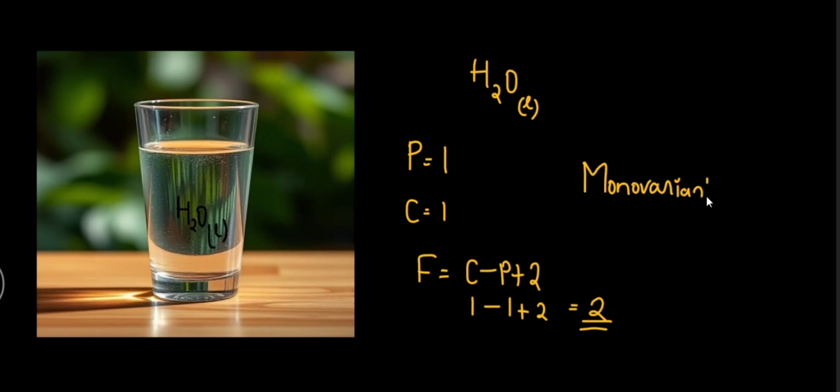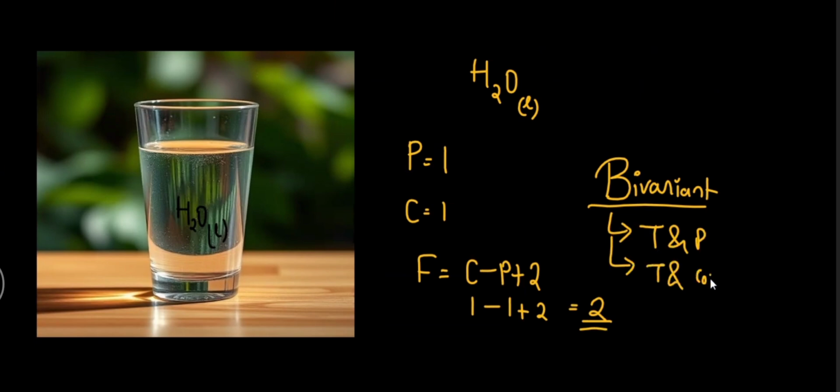Now, monovariant system, sorry, not monovariant, it is bivariant. Okay, because degree of freedom is 2. So it is a bivariant system. Bivariant indicates that you will require temperature and pressure, or temperature and composition, or you can say you will require pressure and composition. Means any two of the independent variables would be required to define this system.